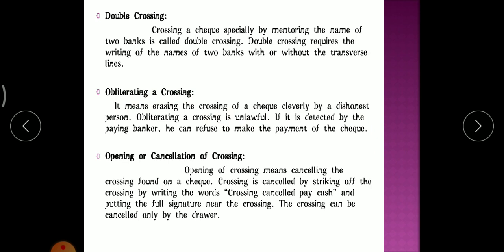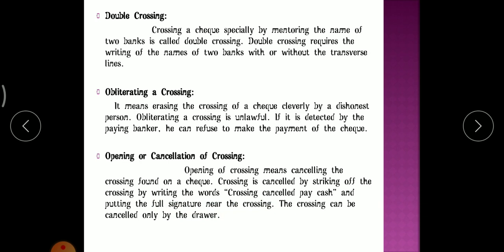So the last topic is opening or cancelling of a crossing. We'll go one by one. First, we'll go to opening of crossing. Opening of crossing means cancelling the crossing found on a check. Clear? Cancelling the crossing found on a check. A crossing is cancelled by striking off the crossing, writing the words crossing cancelled, pay cash, and putting the full signature near the crossing. Don't get confused. Opening or cancelling of a crossing means cancelling the crossing found on the check.